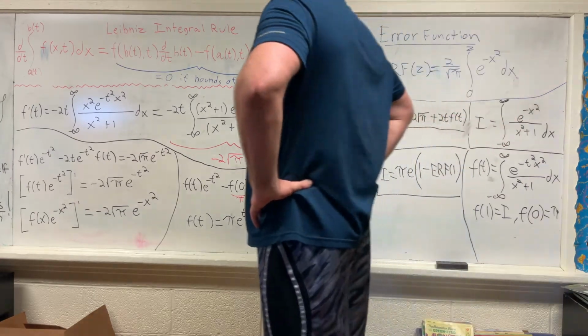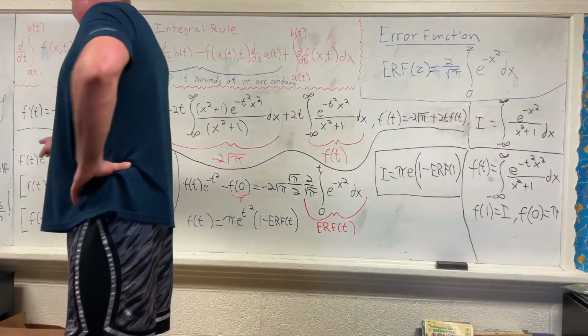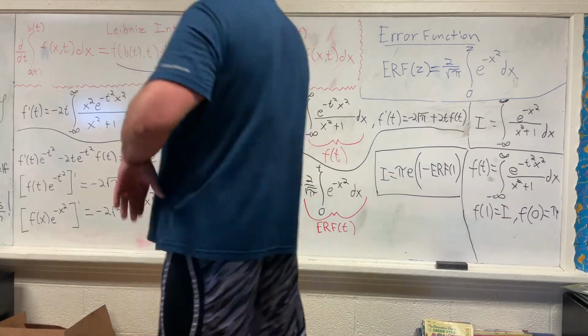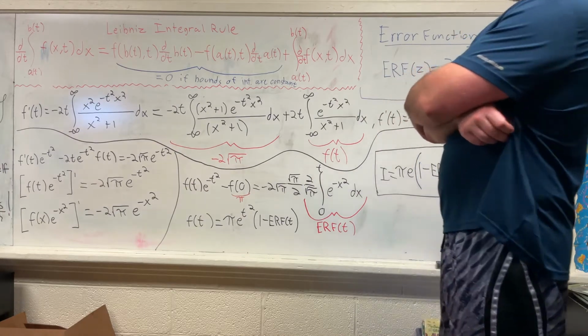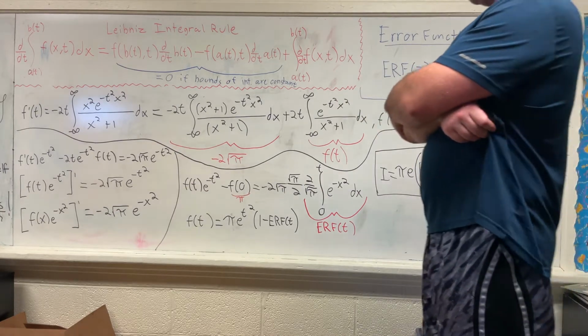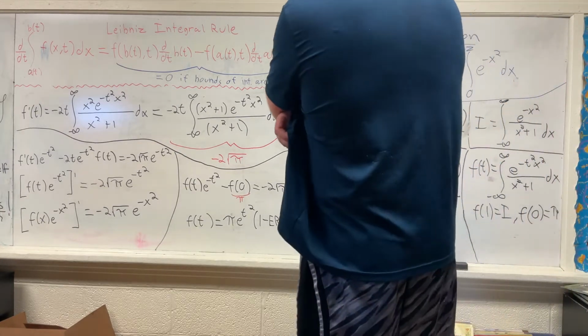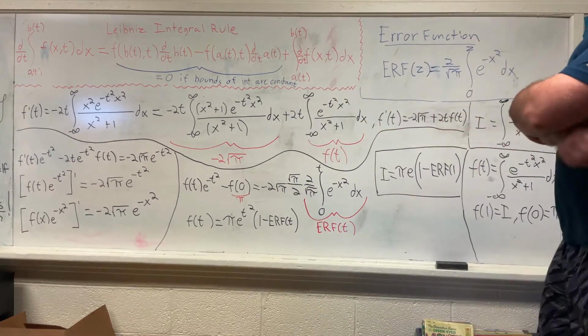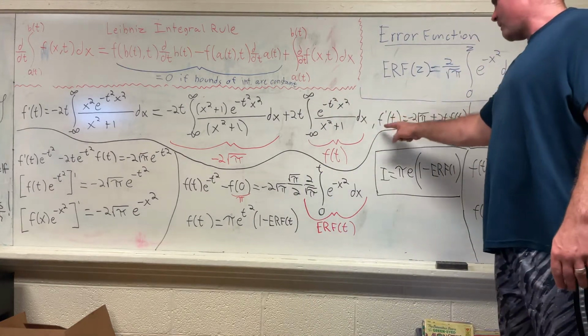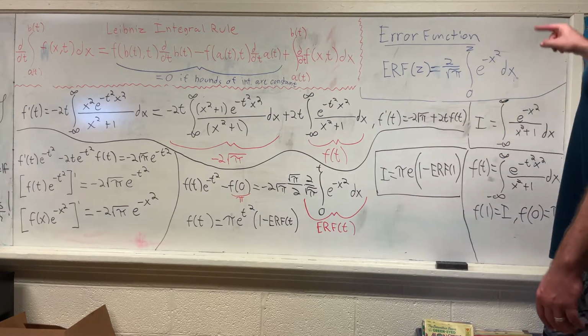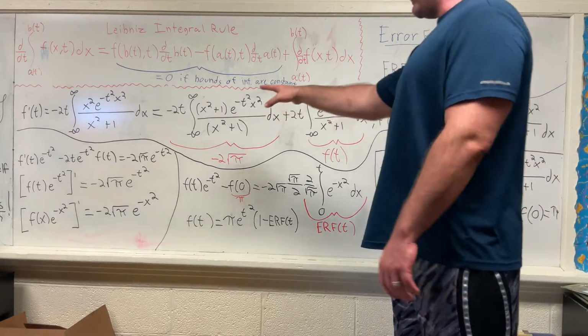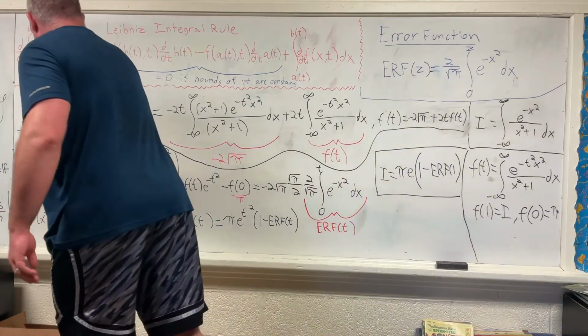And what you get if you do that is that f prime of t times e to the negative t squared minus 2t e to the negative t squared times f of t is equal to negative 2 pi e to the negative t squared. And I hope you can see that. All I did was multiply this by e to the negative t squared and then both of these terms by e to the negative t squared and did some rearranging to arrive at this.